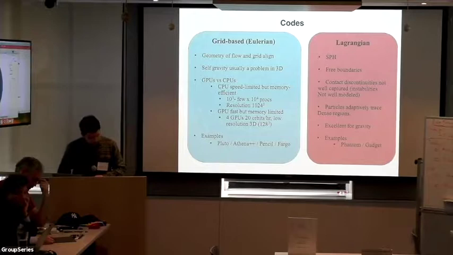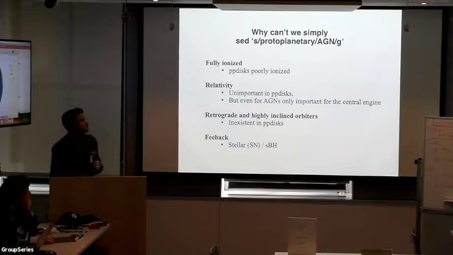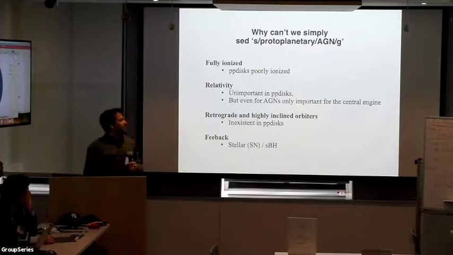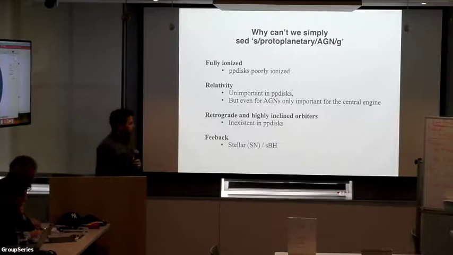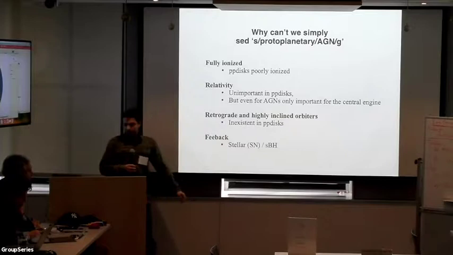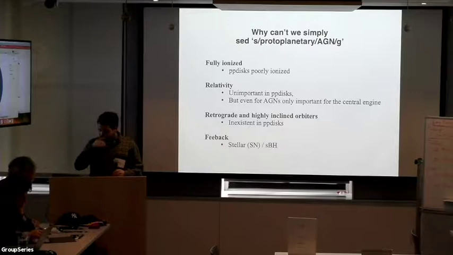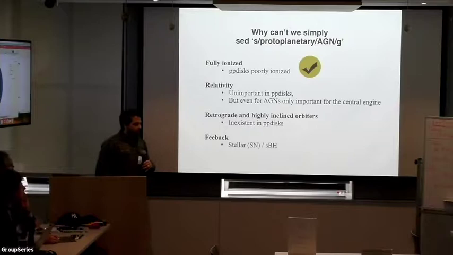So this has been mostly about protoplanetary disks, right? So why is it that we cannot just rewrite our articles, replacing protoplanetary disks with AGNs? I would define four main differences between the two kinds of disks. The first one is that AGN disks are completely ionized, whereas protoplanetary disks are poorly ionized. I would say that's actually a good thing, because disks are one of the few problems where MHD is actually much easier than non-MHD.